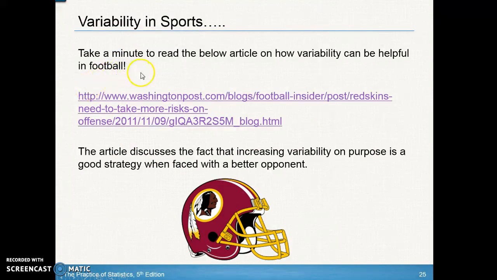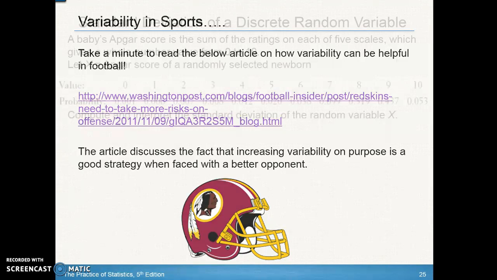Okay, so just go ahead and take a minute and read this below article. It just is a good idea on how variability can help in football. It's just really interesting because it discusses the fact that increasing the variability on purpose is a good strategy when you're faced with a better opponent. So it's just a real life sort of explanation of variability and why we discuss it, not only in statistics, but how it's applicable in other parts of life.